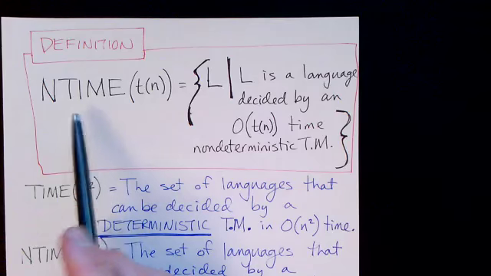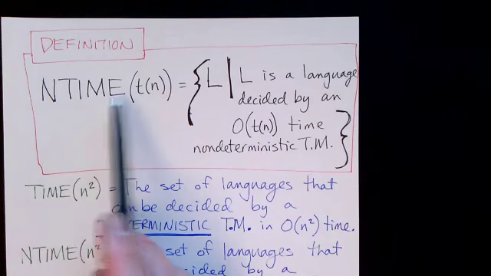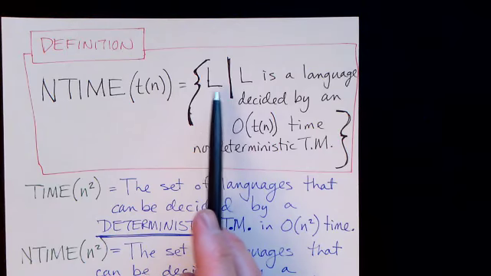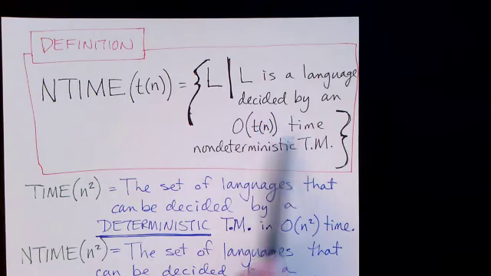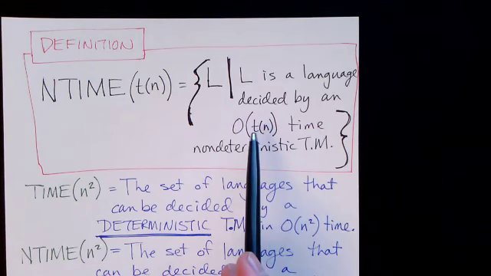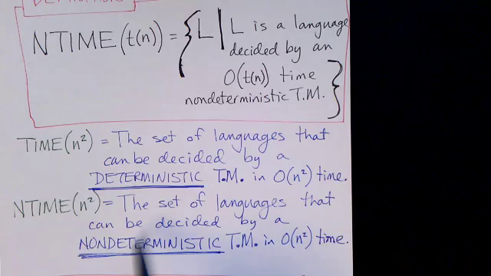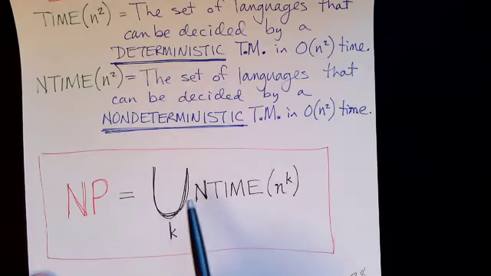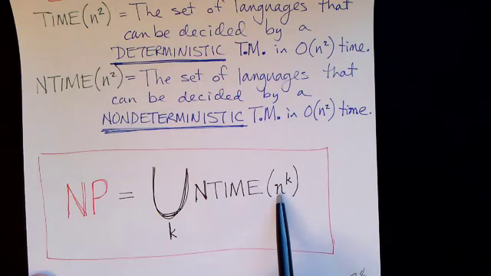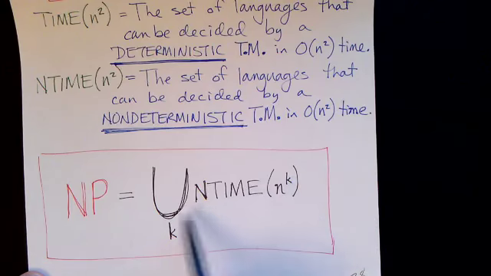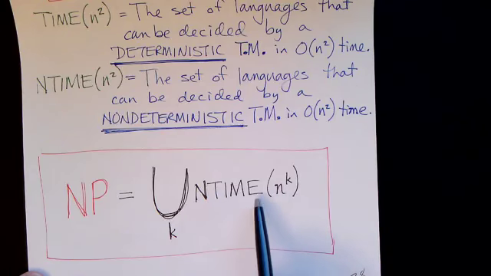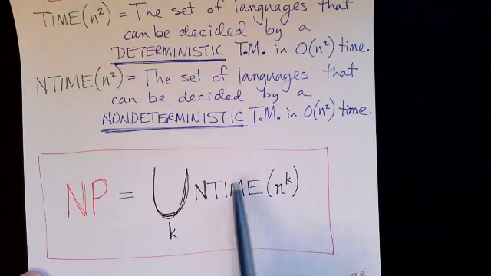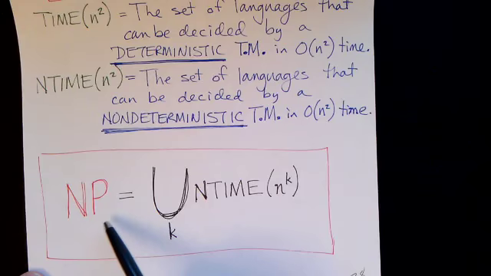So, a more complete definition of this notation is given up here. NTIME of t(n), where t is some function, is the set of all languages that can be decided by a non-deterministic Turing machine algorithm in order t time. These two definitions are analogous. One concerns deterministic Turing machines, the other concerns non-deterministic Turing machines. And so we have this definition of NP. Here is the class of languages that can be decided in NTIME n, n squared time, n cubed time, n to the fourth time, and so on, for all k. And this is the union. So we're saying all of the problems that can be decided in polynomial time, for any polynomial, by a non-deterministic Turing machine, that is the class NP.